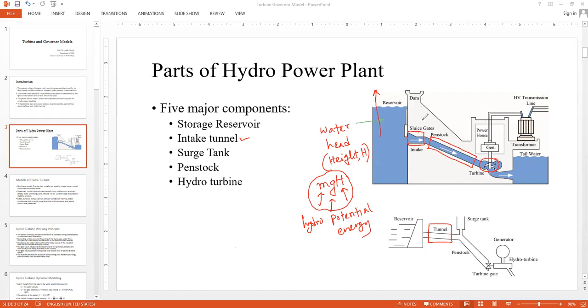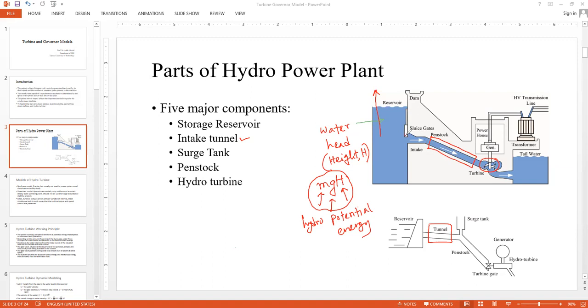And then you have the sluice gates. So this is one control mechanism implemented here, so that this channel is actually controlled. So if this sluice gate is completely closed, then no water is going to get into the tunnel through the penstock up to the turbine, because the channel is closed.